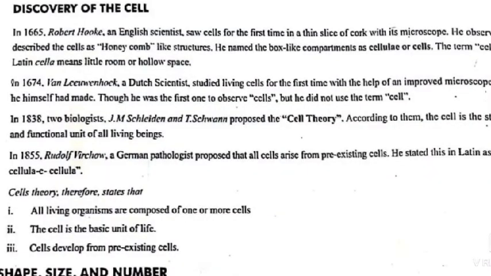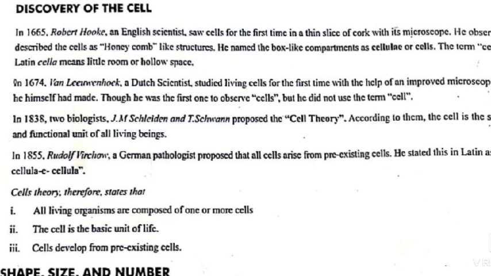First cell discovered by Robert Hooke in cork. Discovery of the cell. In 1665, Robert Hooke, an English scientist, saw cells for the first time in a thin slice of cork with his microscope. He observed and described the cells as honeycomb-like structures. He named the box-like compartments cellulae, or cells. The term cell comes from the Latin cella, meaning little room or hollow shape.